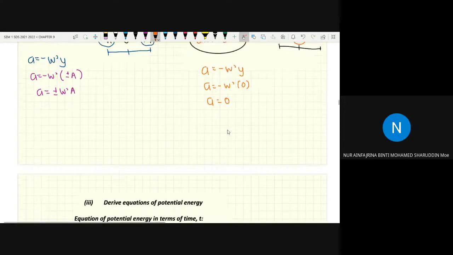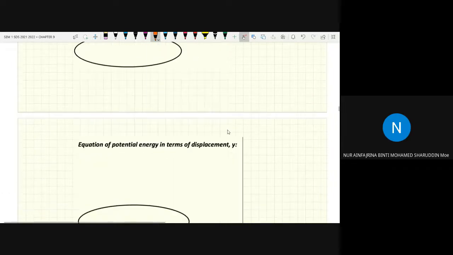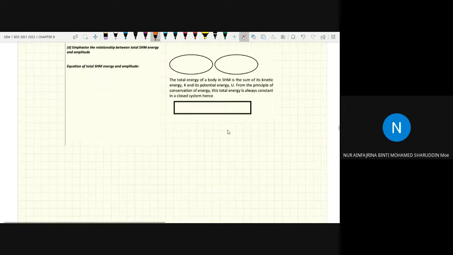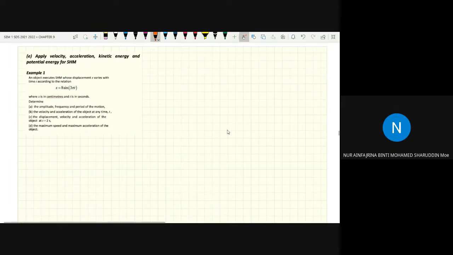Now if you guys are done, kita masuk energy next week je lah. Tapi Miss nak ajar korang example 1. Okay, so I'm going to teach you example 1.